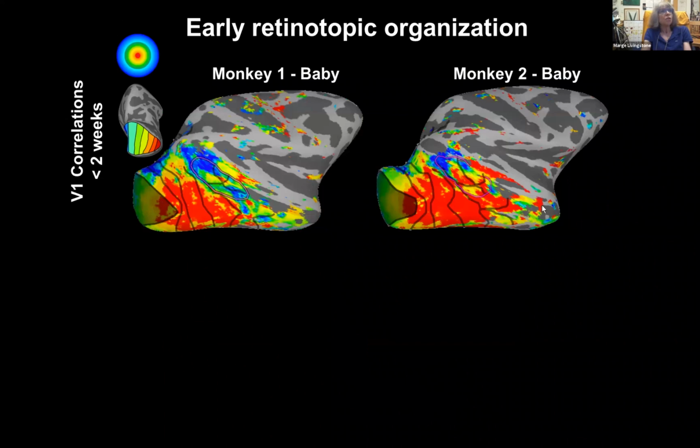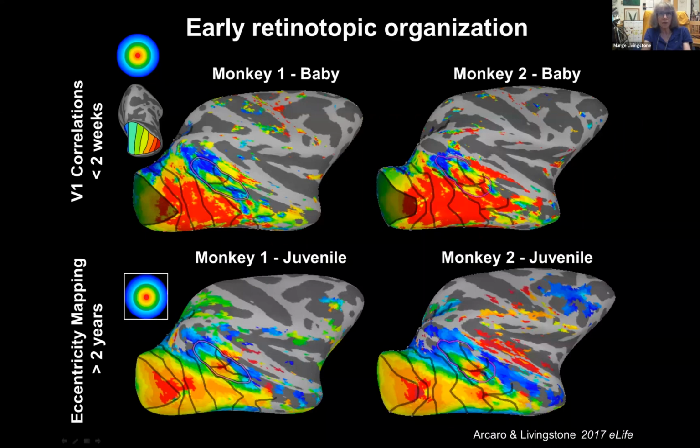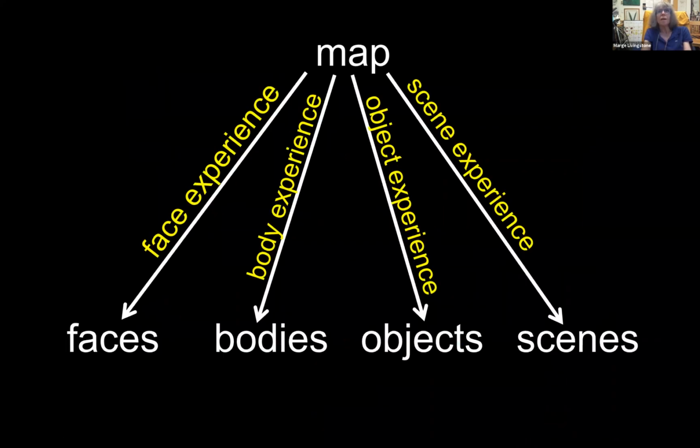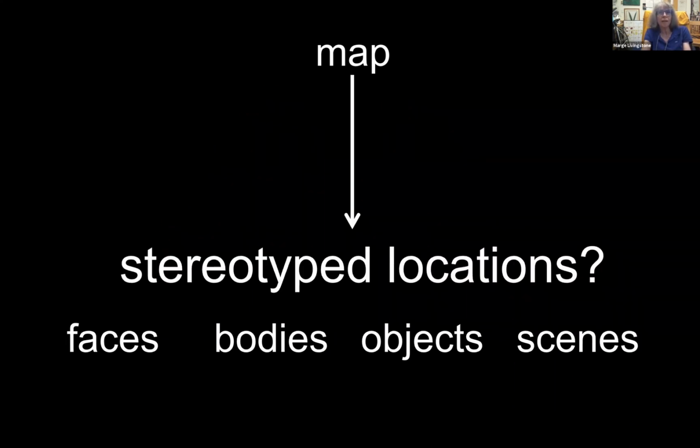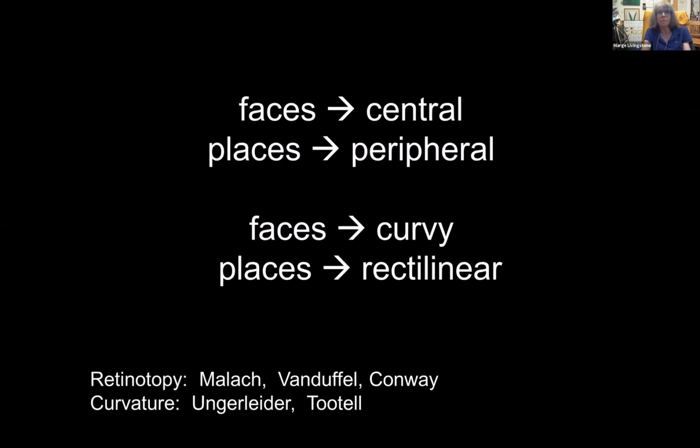And by seeding chunks of V1 with known retinotopy, known eccentricity, he found a large-scale map of eccentricity in newborn monkeys, virtually identical to the large-scale eccentricity organization we could measure in the same monkeys when they got older. So you must start with a map. Experience sculpts this map into functional domains. But how do you get the stereotyped locations?